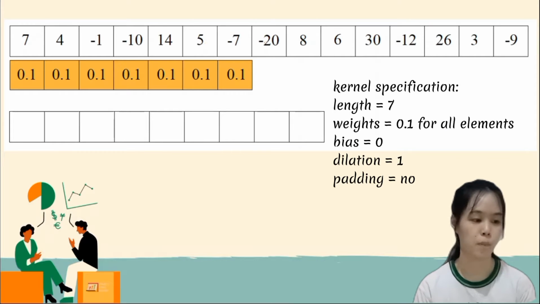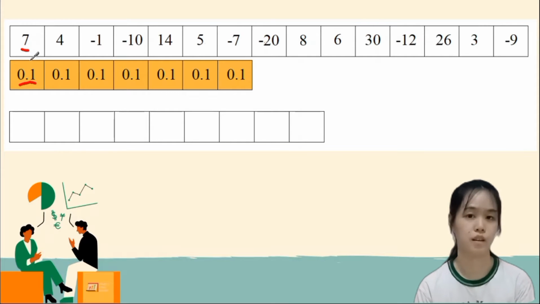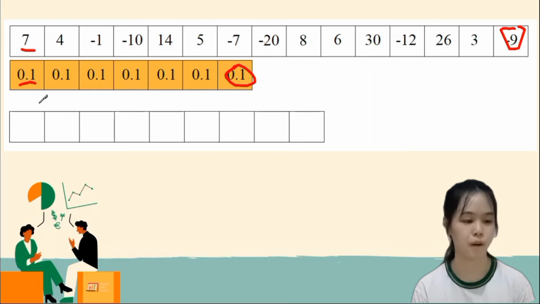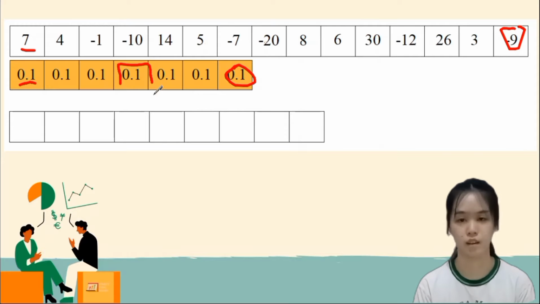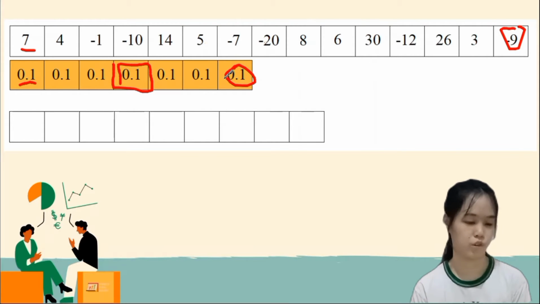When we have no padding, that means the first element of the kernel will meet the first element of the time series, and the last element of the kernel will meet the last element of the time series. If we set the kernel to have a padding, that means the center of the kernel will meet the first element of the series and the last element of the series. Anyway, we have no padding, so this is the right position of the convolution process.